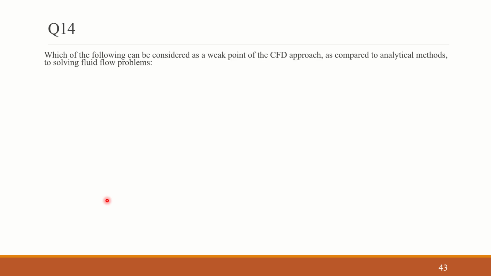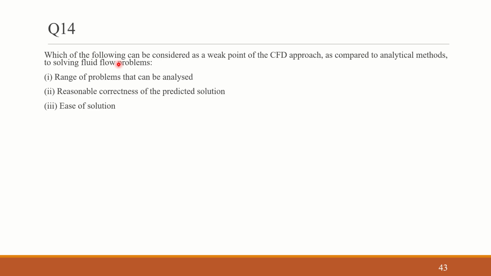So we are nearing the last two problems. This problem is similar to question 13. Which of the following can be considered as a weak point of the CFD approach as compared to analytical methods to solve fluid flow problems? Option 1, range of problems that can be analyzed. Second statement, reasonable correctness of the predicted solution. Third one, ease of solution. Option A, all three. Option B, 1 and 2. Option C, 2 and 3. Option D, 3 only. Option E, none.